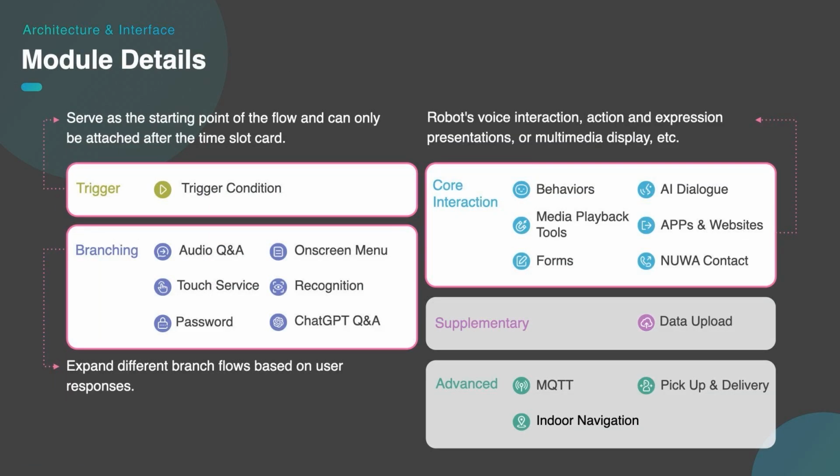The trigger module serves as the starting point of the flow and can only be attached after the time slot card. The branching module will expand different branch flows based on user responses. The core interaction module mainly includes the robot's voice interaction, action and expression presentations, or multimedia display, etc. The other 2 module categories are more advanced and will not be covered in this class.